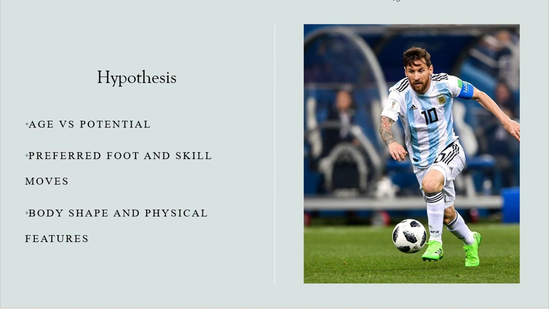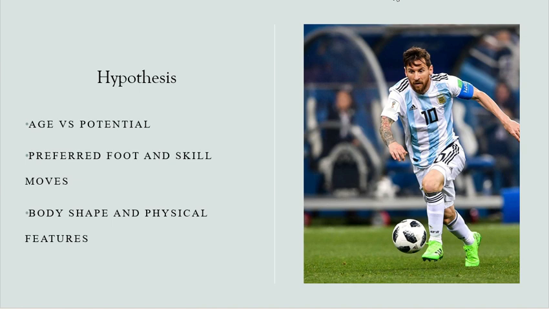This is an idea which can be used to determine whether there exists a link between age as well as potential assessments and how it varies across different ages. The second hypothesis is preferred foot and skill moves. This hypothesis describes that players who prefer to use their stronger foot may have higher skill moves ratings. It is believed that players who predominantly favor one foot will also have greater dexterity and technique in the other, hence it results in higher figures in skill moves.